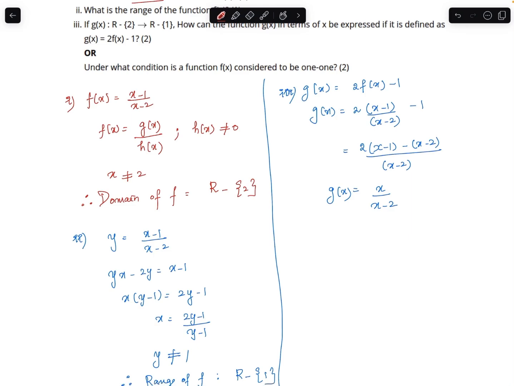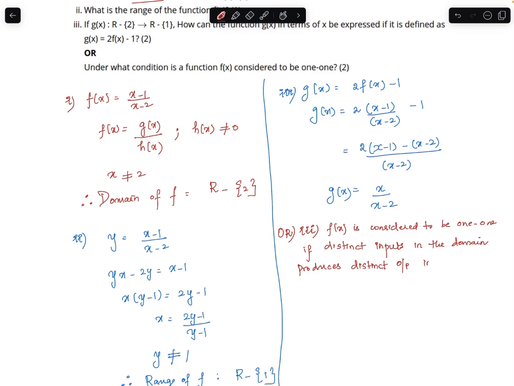The next part of the question. Under what condition is a function f of x considered to be 1 to 1? A function f of x will be 1 to 1 if distinct inputs in the domain produce distinct outputs in the codomain.